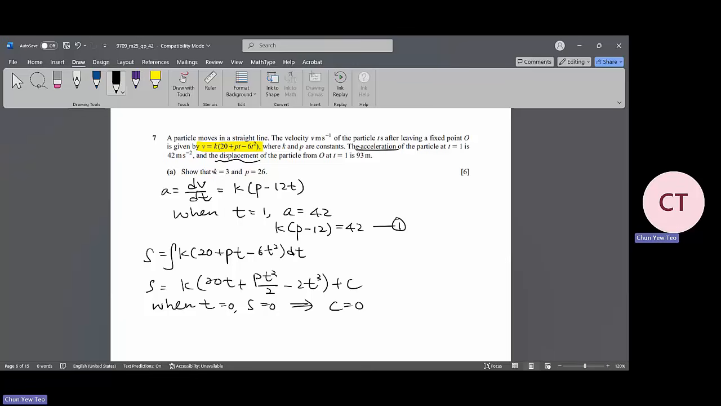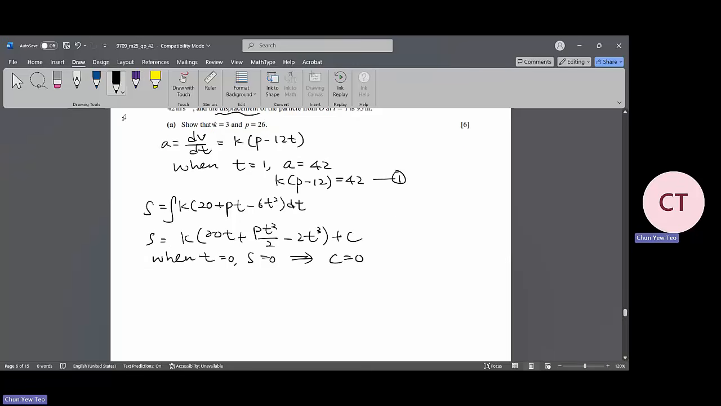How do we know that? Because they say that it's passing through a fixed point O, t second after leaving a fixed point O. So that means t equal to 0, s equal to 0. That is the meaning. Okay, so from here you can see that C is 0. So that means now s is equal to k over 20t plus pt square over 2 minus 2t cube.